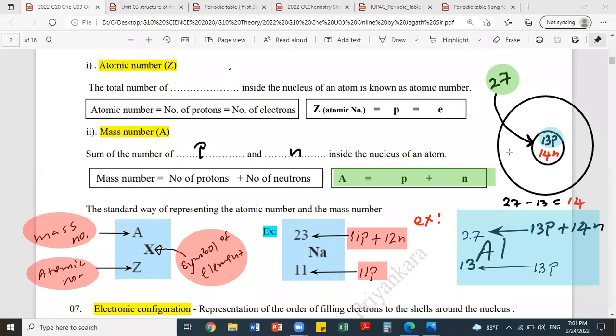So again I am telling, protons and neutrons are found inside the nucleus under any instance, even during a chemical reaction or any other instance. Protons and neutrons always remain inside the nucleus and they are not going to change.